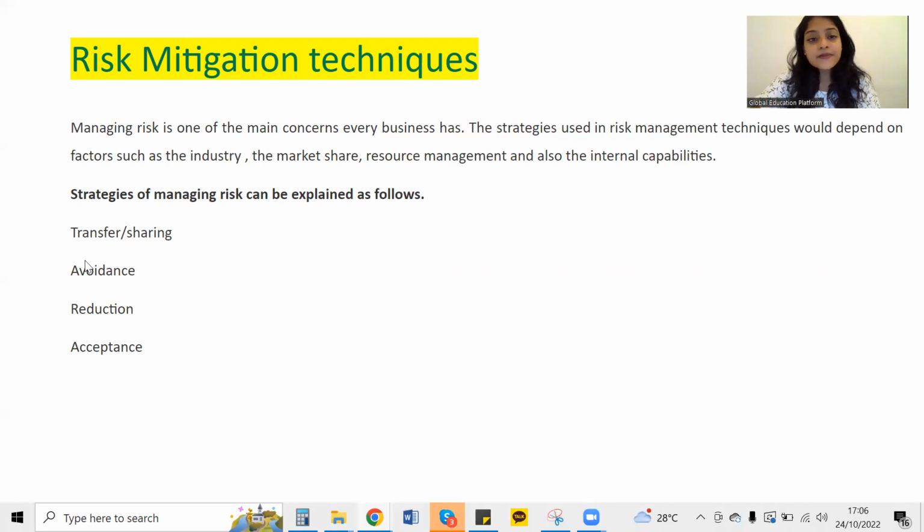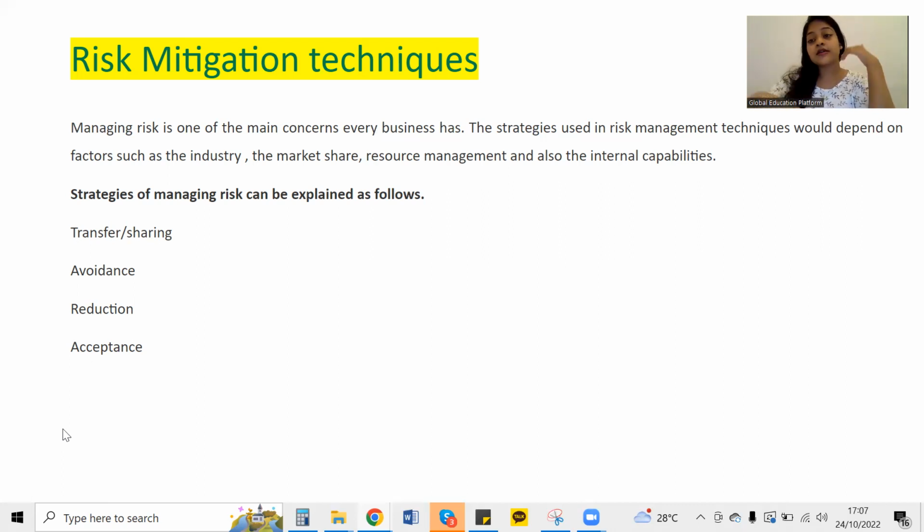Managing risk is one of the main concerns every business has. The strategies used in risk management techniques would depend on factors such as the industry, the market share, resource management, and also the internal capabilities. Right. So they're talking about the risk management strategies here.